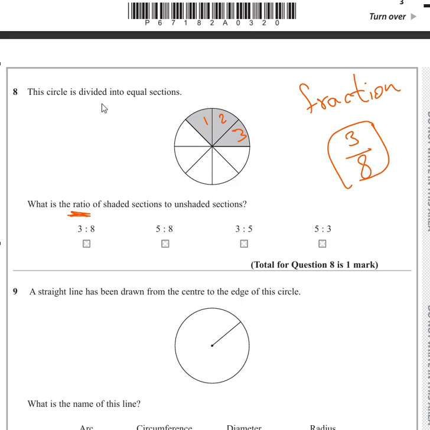But now I'm not doing the fraction, I am doing the ratio. So the ratio of the shaded ones to the unshaded ones, like the order is important. So shaded first, then unshaded. So how many shaded? 3. Unshaded, that means 1, 2, 3, 4, 5. That means it's 3 to 5. And you can see that they're tricking us. They're doing 3 to 5 and 5 to 3. This one is wrong, okay? That's why this one is true, because we respect the order.